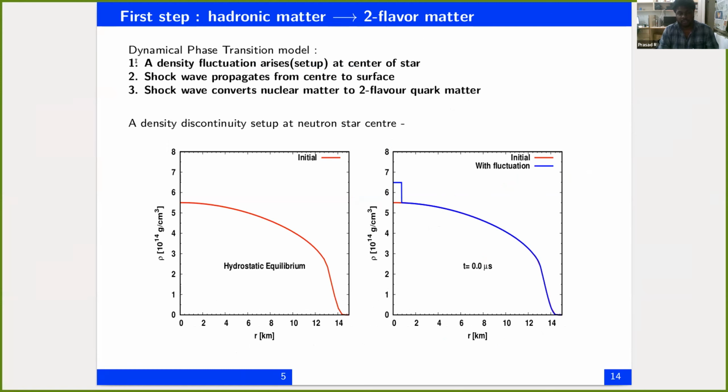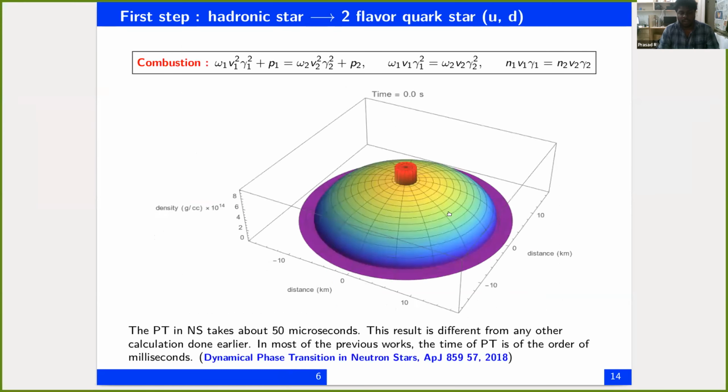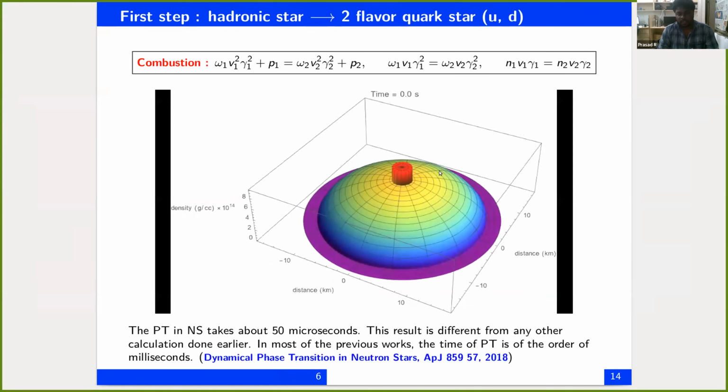According to that, a neutron star undergoes a density fluctuation. This is the hydrostatic equilibrium configuration. This is a small density fluctuation at the center, and this density fluctuation, which results from accretion or sudden glitch phenomena, can result in a shock wave which propagates forward. And this shock wave can convert the nuclear matter to quark matter in the region surpassed by it. The shock wave will increase the density and pressure of the nuclear matter, which will result in deconfinement to quark matter. This is our model. And we have done general relativistic hydrodynamic simulations.